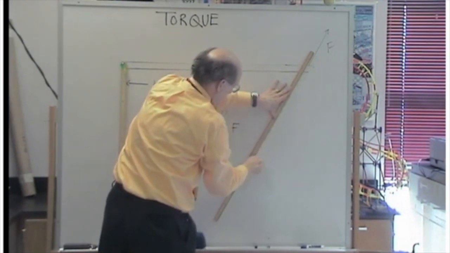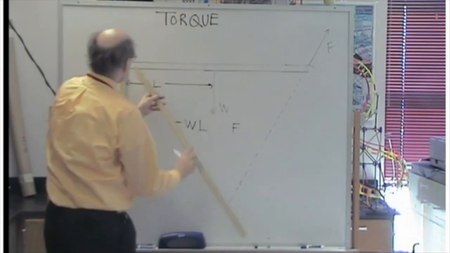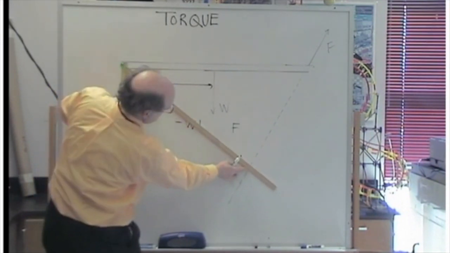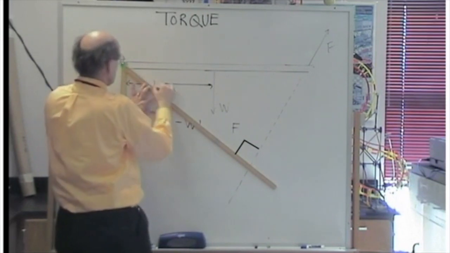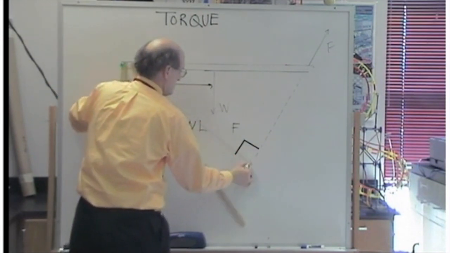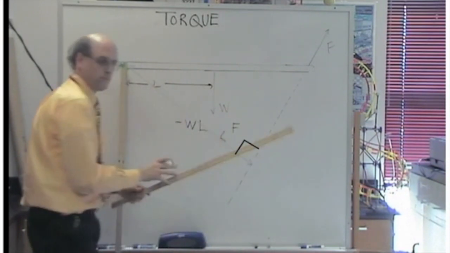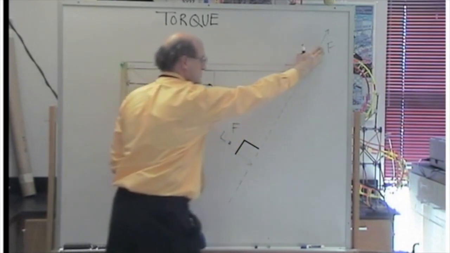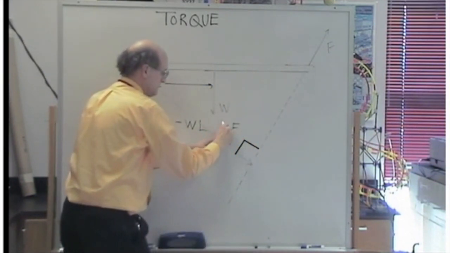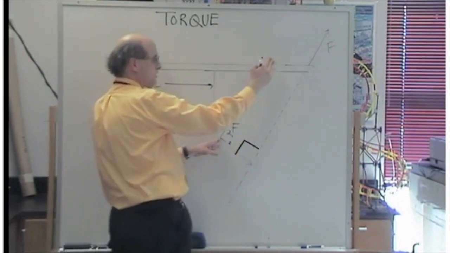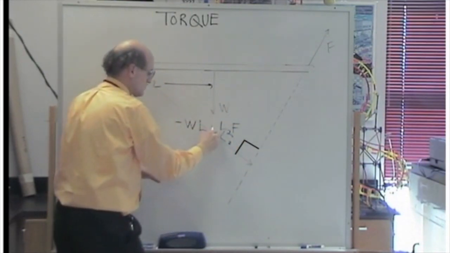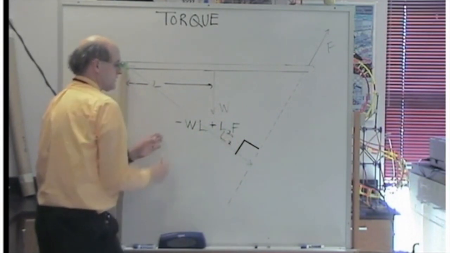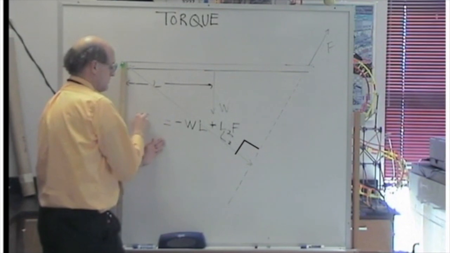Okay, this represents the line of action of the force, and the lever arm would be equal to the perpendicular distance. We call it L2. So we would take this force, multiply it by L2. Note that it causes a counterclockwise torque, so it's positive. And adding these two torques together, you get the net torque.